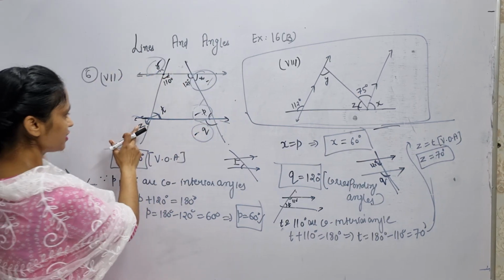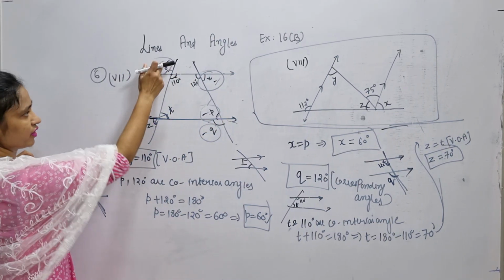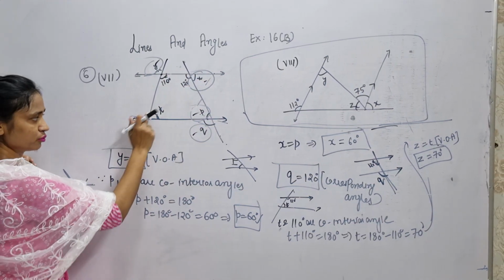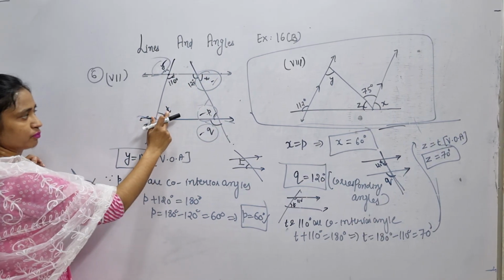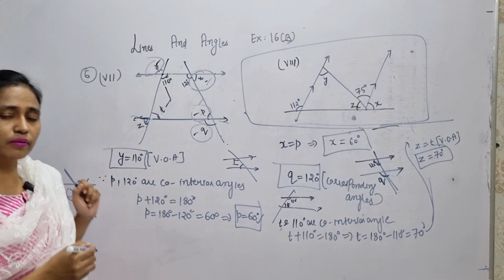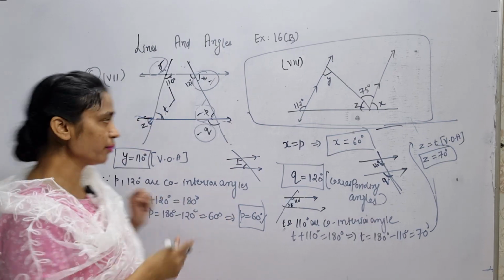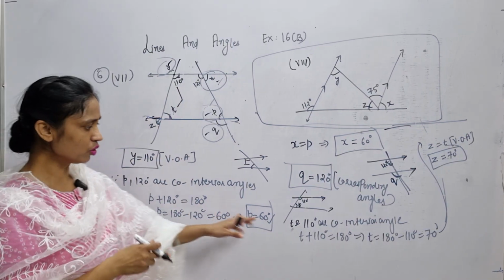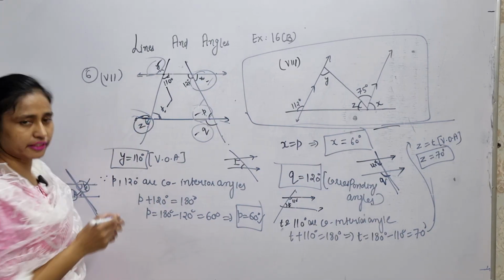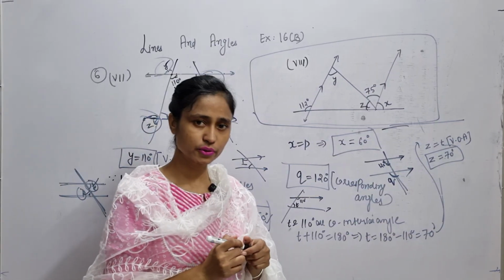Okay, then Z was left. Z is not having any coordination with the other angles, so I have taken its vertically opposite angle as T. Okay, now I know that these two angles are co-interior angles. Their sum will be equal to 180 degree. Okay, means that T plus 110 is equal to 180 degree, means T will be equal to 70, so will be Z. Hope this sum is clear to you.